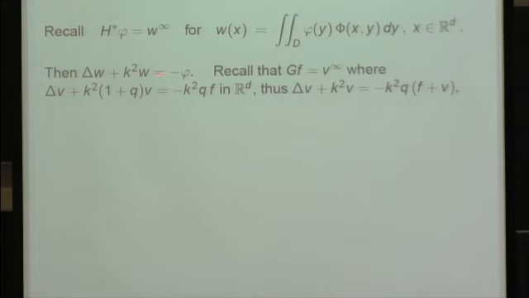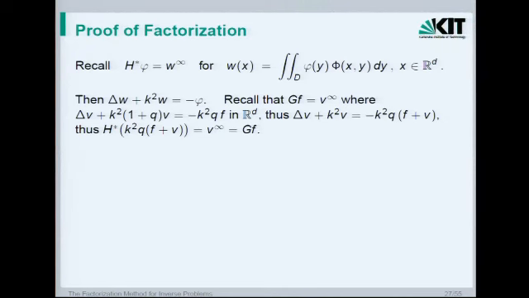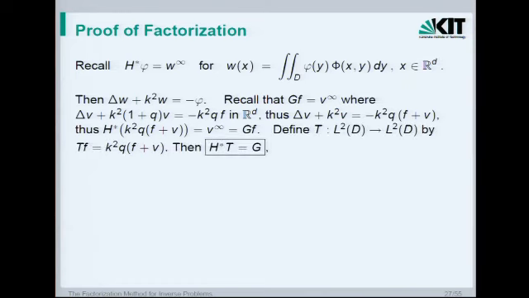And we see if we take as for phi here just this term, then we have our W back. So therefore, if we take H star of this term here, we get our V. And that was our GF. Okay, and now of course we define this here as our operator T. Tf is k square q f plus V, where V satisfies this equation here. Then we have H star T is equal to G.